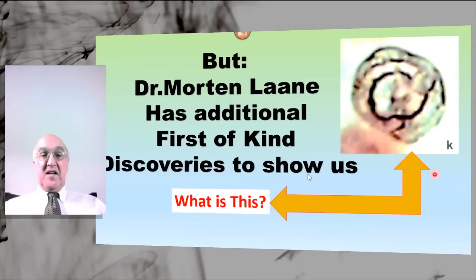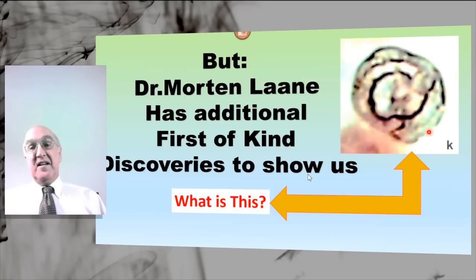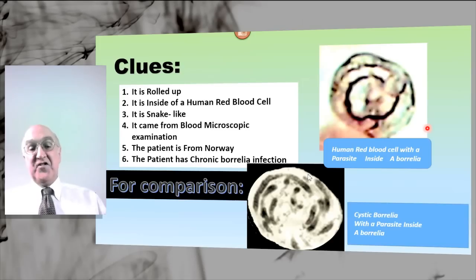Here's one of the structures that Dr. Laane has identified in human blood. What is it? It's right here. What are we looking at? We're looking at some sort of a snake-like structure. It's inside a round structure. And I'll give you a hint. This round structure is a red blood cell from human blood, and this snake-like structure is a Borrelia spirochete. So, what has Dr. Laane identified? He's identified the Borrelia spirochete in human blood, but it has penetrated and infiltrated and set up housekeeping inside a red blood cell.